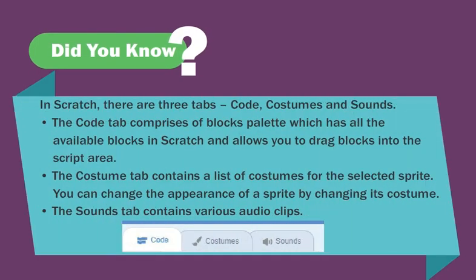Did you know? In Scratch, there are 3 tabs: Code, Costumes, and Sounds. The Code tab comprises the Blocks palette, which has all the available blocks in Scratch and allows you to drag blocks into the script area. The Costume tab contains a list of costumes for the selected sprite. You can change the appearance of a sprite by changing its costume. The Sounds tab contains various audio clips. Code, costumes, sounds.